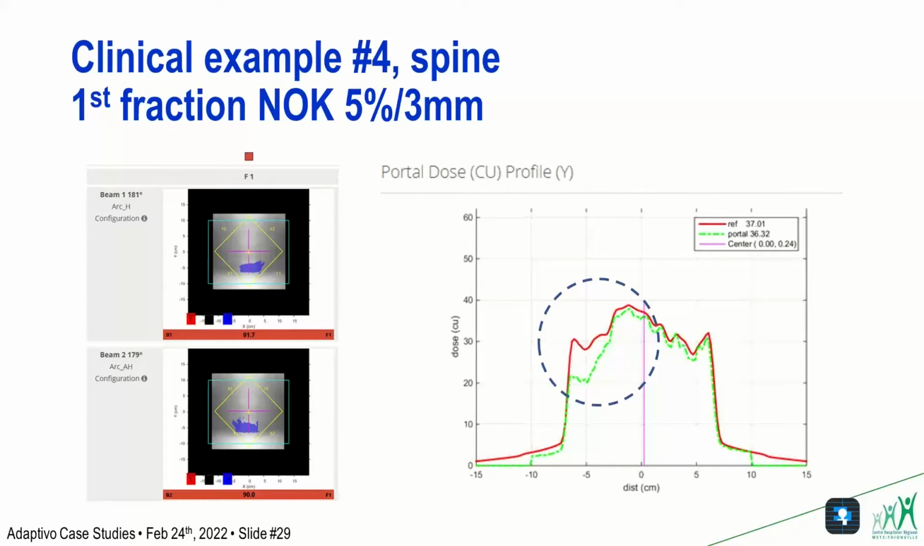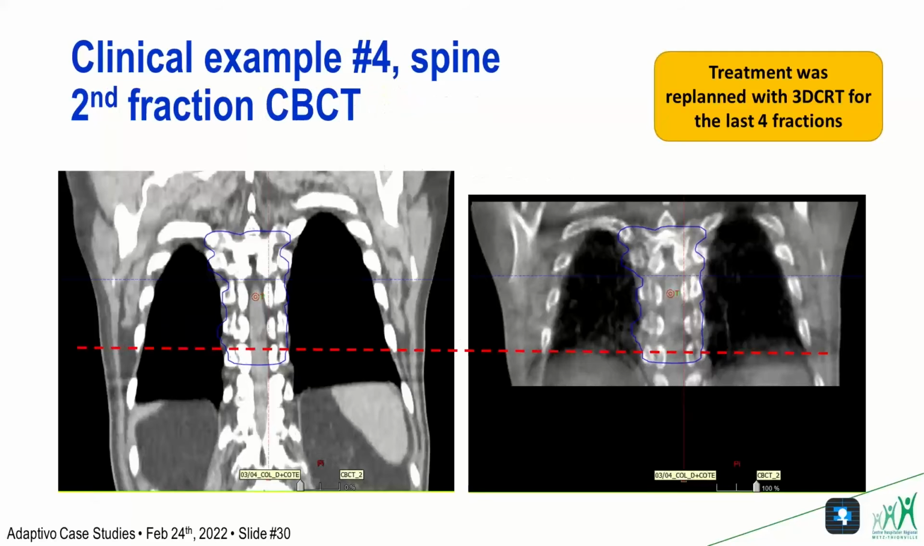And you can see that we have a huge underdosage in the inferior part of the lung. We were wondering why. So we planned a CBCT acquisition at the second fraction, and you can see that on the CBCT, so on the right of the slide, the densities in the inferior part of the lung are completely different than in our 3D scan that we acquired because we planned to use a 3D CRT treatment.